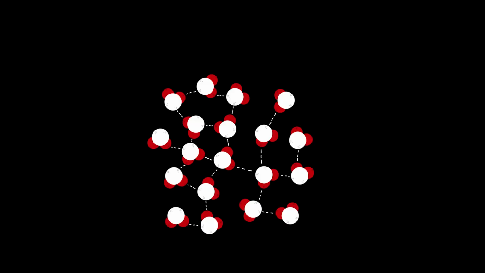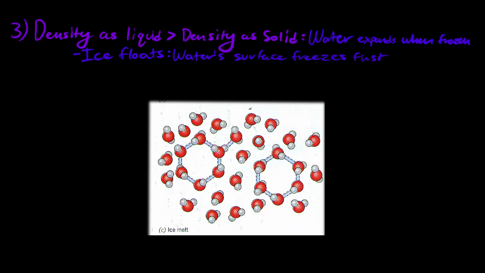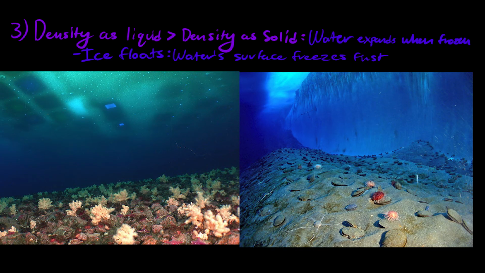Hydrogen bonding also causes water to form crystals when frozen. This causes water in its solid form, otherwise known as ice, to be less dense than its liquid state. This allows ice to float, allowing life underneath the ice's surface to propagate.